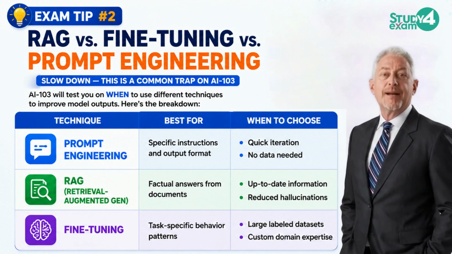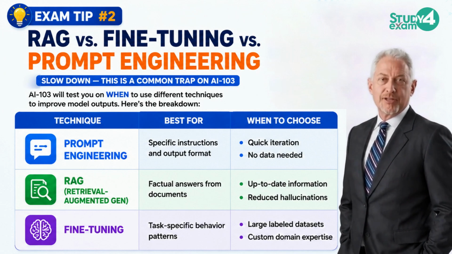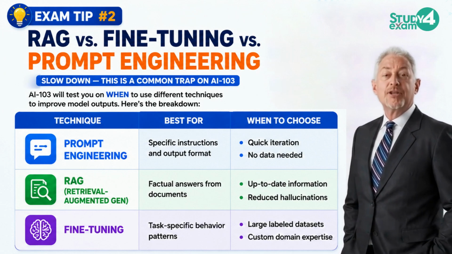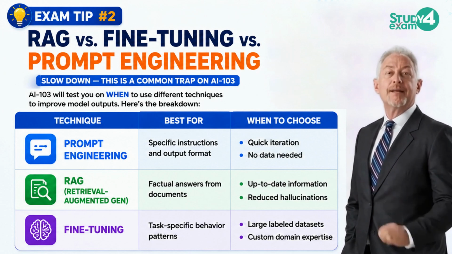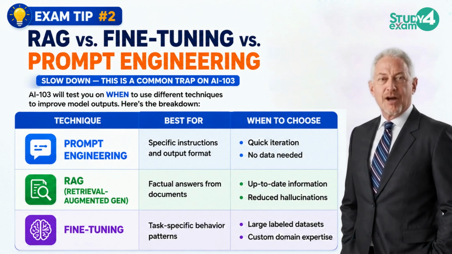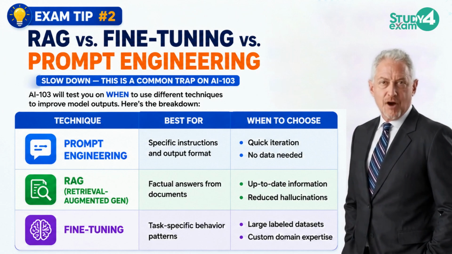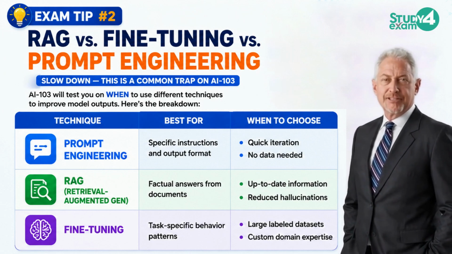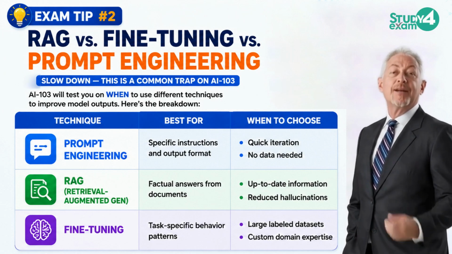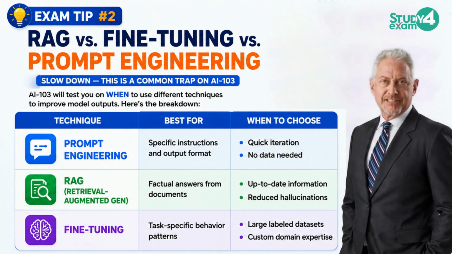This is a common trap on AI-103. It will test you on when to use different techniques to improve model outputs. Here's the breakdown. Prompt engineering: best for quick iteration and output format, no data needed. RAG, retrieval-augmented generation: best for factual answers from up-to-date information, documents, and reduced hallucinations. Fine-tuning: best for task-specific behavior, needs large labeled datasets, for custom domain expertise and patterns.